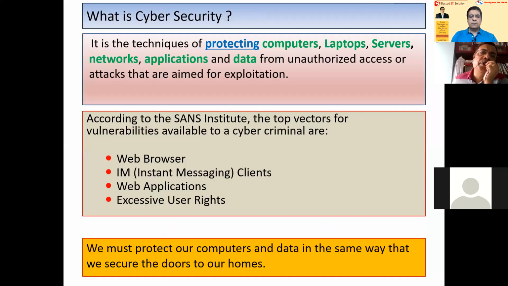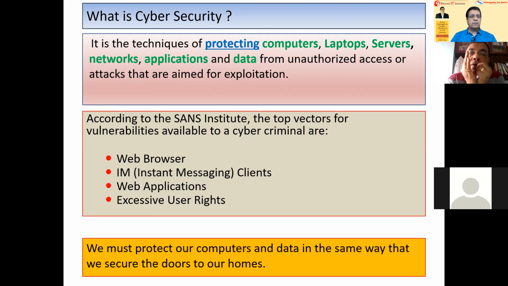So before starting off with the protecting part, what we need to understand is what exactly we mean by the term cybersecurity. It is a technique, a process to protect our equipment which contains data. Remember one thing, we protect our data and nothing else. No hardware, no software, we don't protect them. We are actually protecting the data because that is the most valuable thing on earth. So data has to be protected.